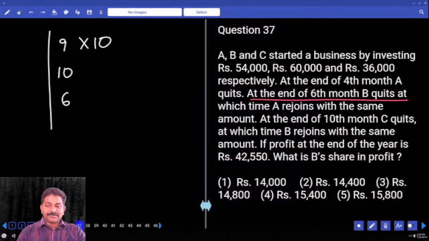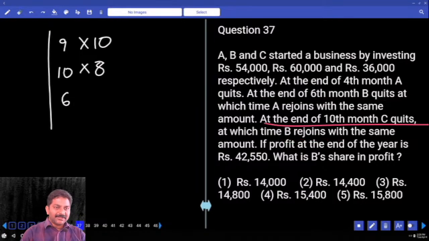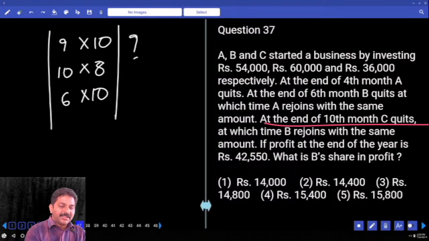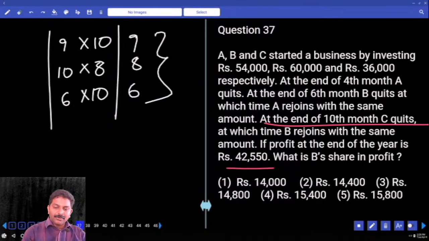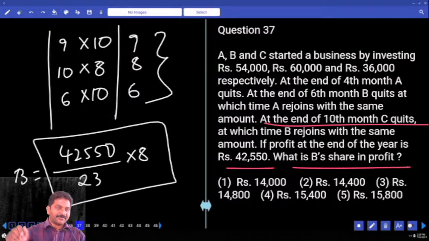End of 6th month B left and at the end of 10th month B rejoined. 6th month to 10th month, 4 months gap. B is not there for 4 months. So he will be there for 8 months. C left at the end of 10th month. That means he is there for 10 months. Now the profit sharing ratio we got it as 9, 8, 6. Total number of parts 23 parts. Total profit is divided into 23 parts. The question is about B's share. B is getting 8 parts into 8. Now this you need to simplify this.